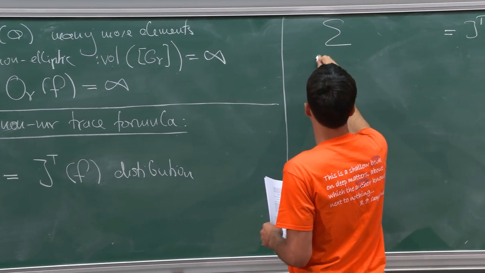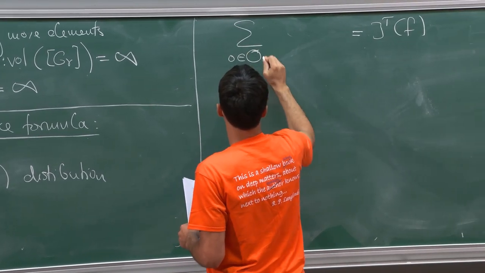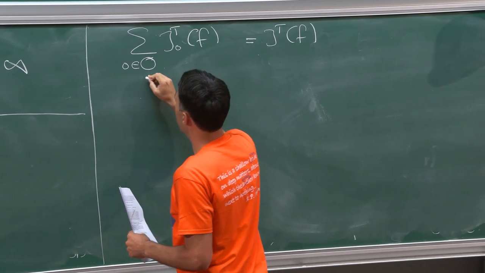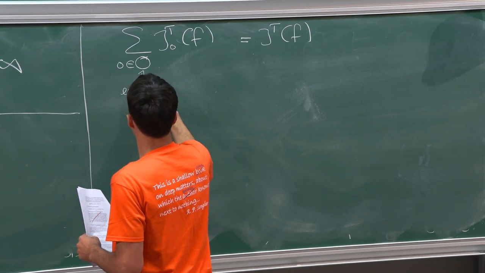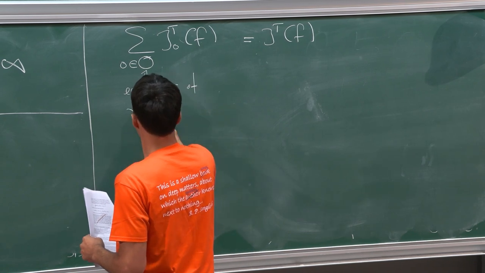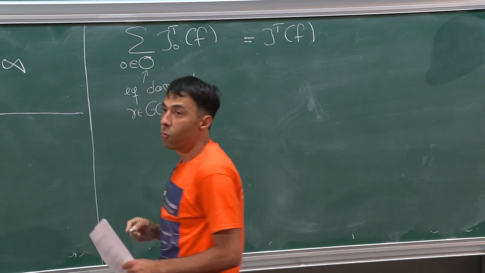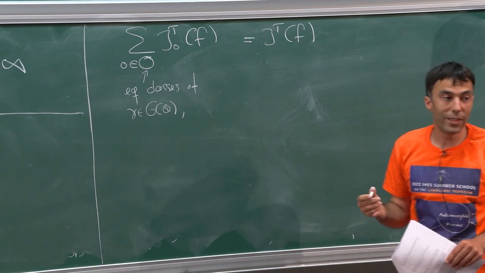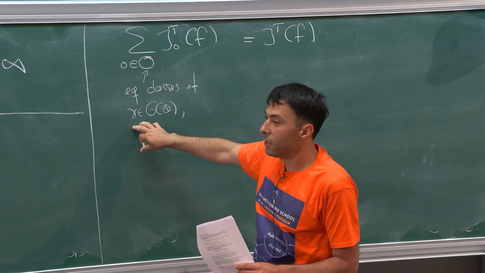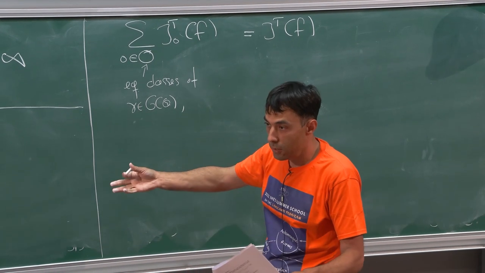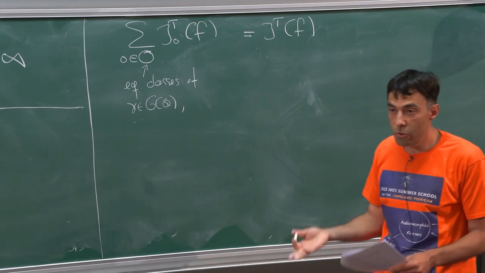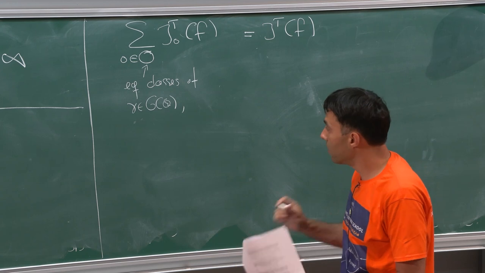On this side, we have a sum over certain geometric classes. What are those? So these are equivalence classes of elements of G(Q), where the equivalence relation is conjugacy of their semi-simple parts. Such elements have a Jordan decomposition, and two elements are deemed equivalent if their semi-simple parts are conjugate, which is obviously more crude than what we would like. We would like to have actual conjugacy classes and not conjugacy classes of their semi-simple parts.